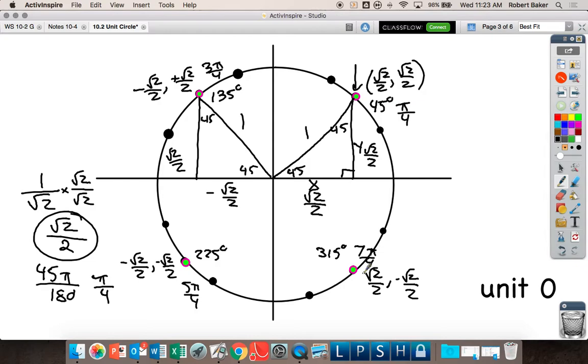Why would it be over 4? Because it's 1 pi over 4, 2 pi over 4, 3 pi over 4, 4 pi over 4, 5 pi over 4, 6 pi over 4, 7 pi over 4, 8 pi over 4. So when you count by 45s, you're counting by quarters.